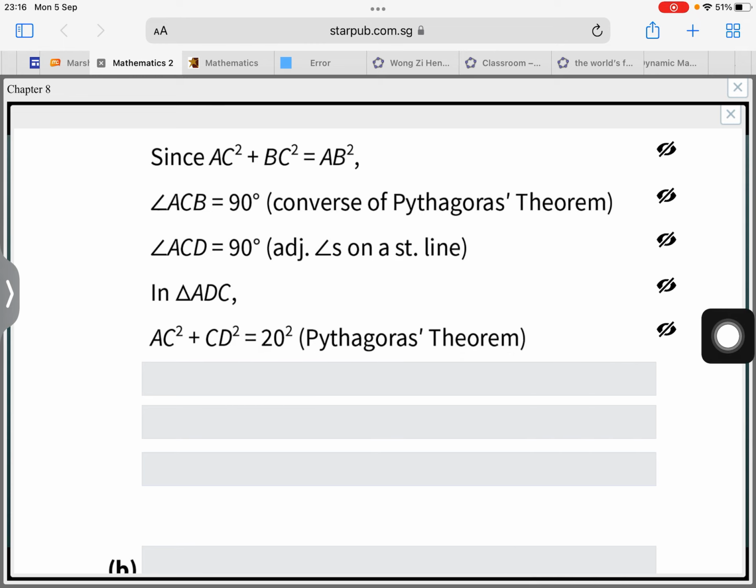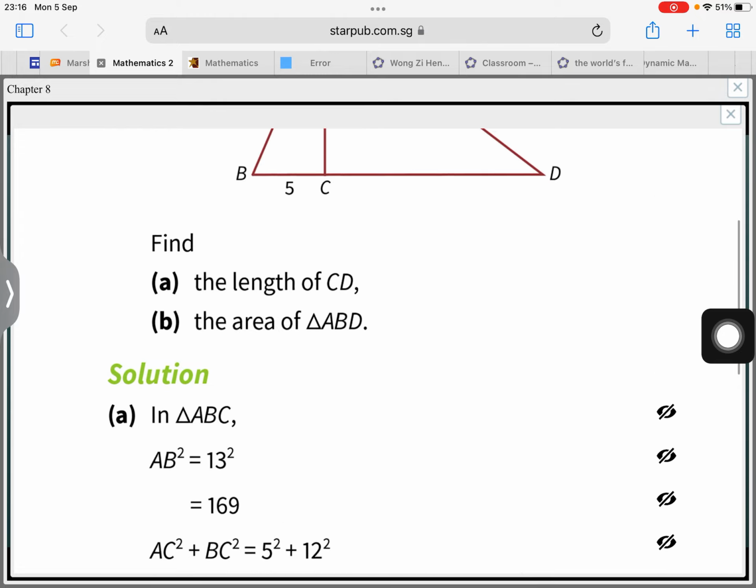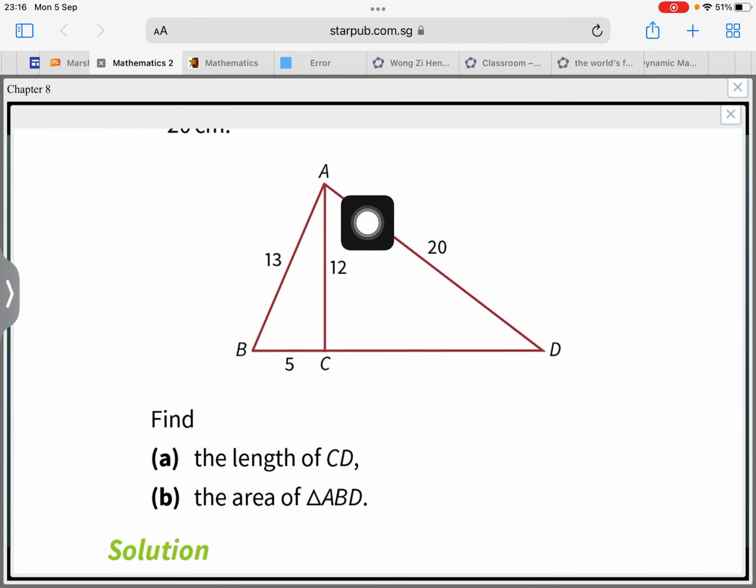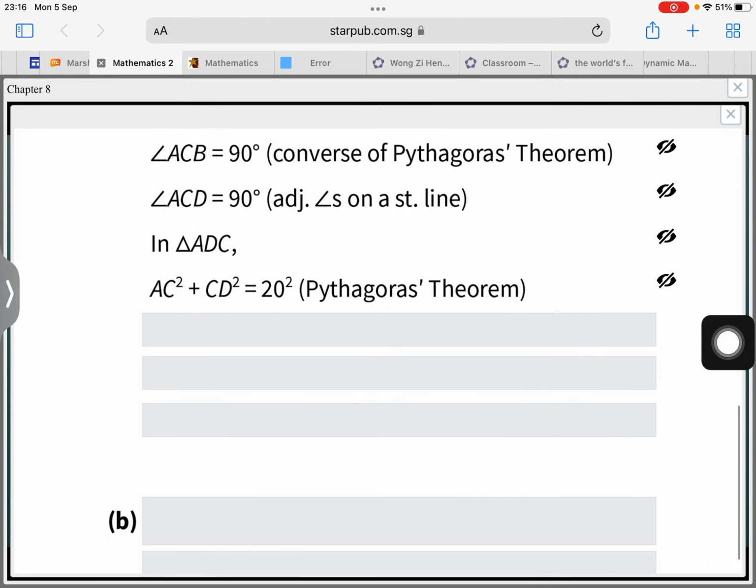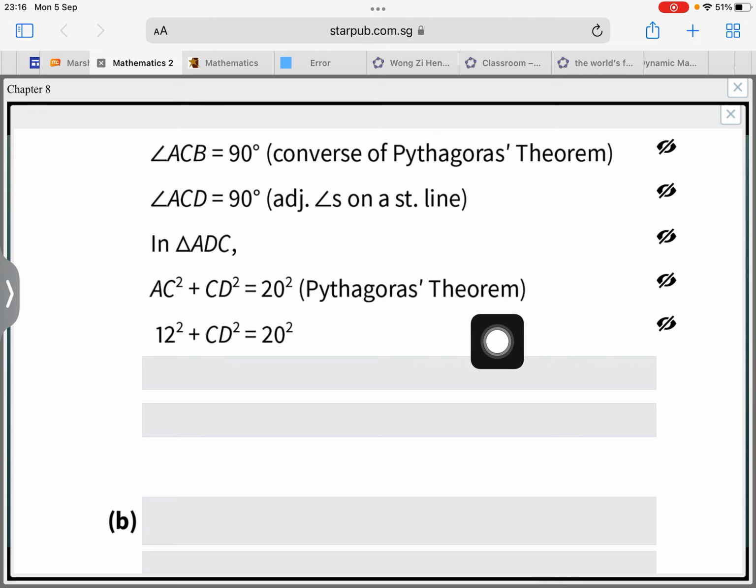I don't know why they suddenly sub one of the values here, but that is your AD. So you sub that AD is 20, AC is 12. So 12 square plus CD square equals 20 square. Take note, here you are applying Pythagoras theorem already because you already proved the right angle. Then to find CD square is just 20 square minus 12 square.